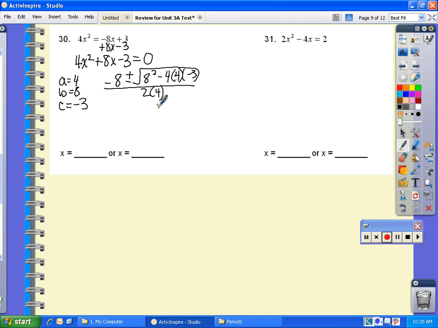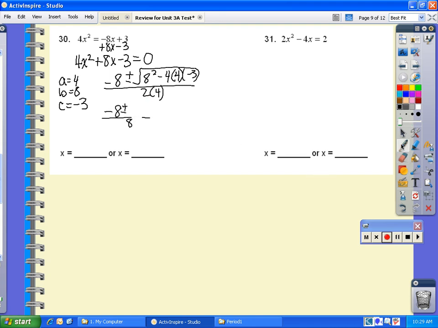That will simplify because negative 8 plus or minus the square root of all of this will simplify to 0. So the square root of 0 is 0, and when my discriminant is 0, that means I'm only going to have one solution. Okay, let me back up for a minute. I was looking at the wrong problem.